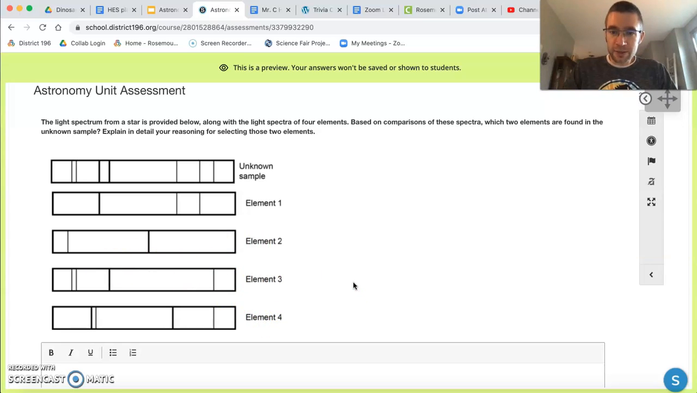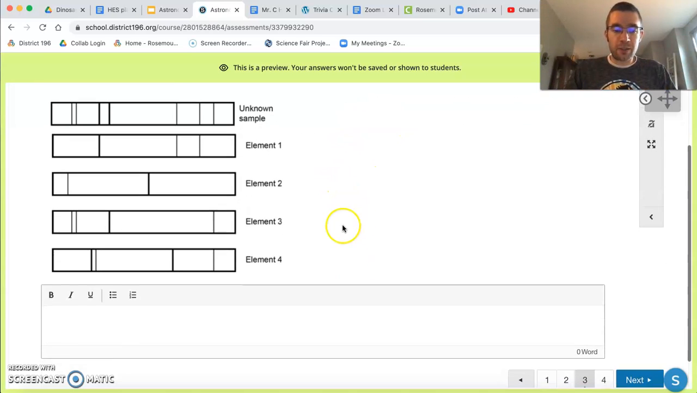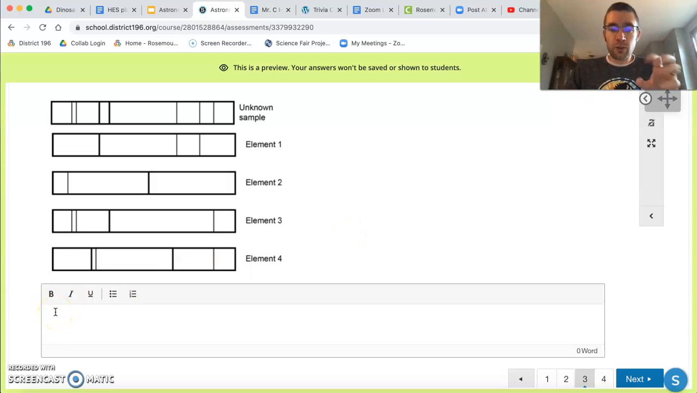Based on comparisons of these spectra, comparisons is a key word there, which 2 elements are found in the unknown sample? So I gave you a hint. There are only 2. So of the 4 elements, 2 of them are in the unknown star. So what I would do first, because that's the first question, is down here, just write the unknown sample contains element blank and element blank. Okay, that's all I need for the very first part of this question. Hit period, enter a couple times.